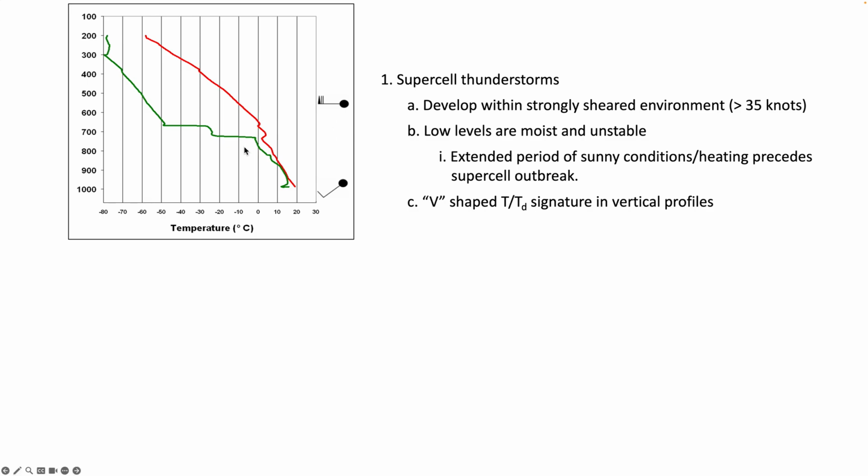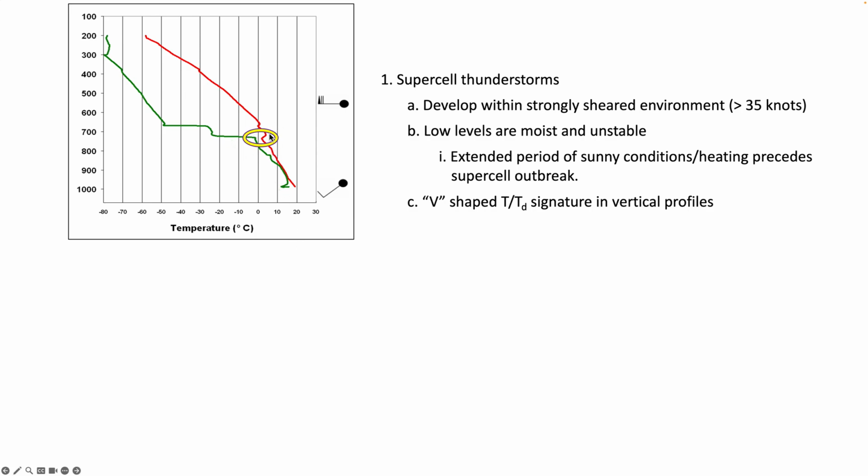You'll also notice that at about 2 to 3 kilometers above the surface, we get what we call a V-shaped temperature dew point signature. So we get a V shape in our profile. And this is a really common signature that we see on supercell thunderstorm days. And I'm just going to put it in a little oval here so that you can see it really clearly.